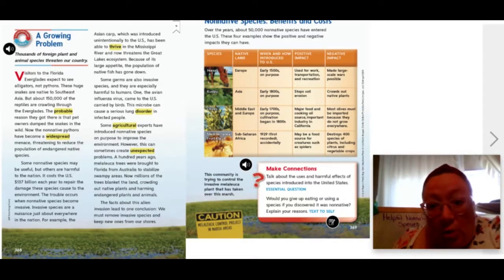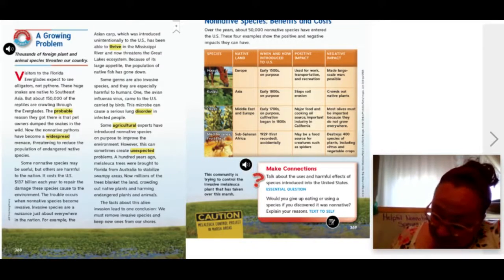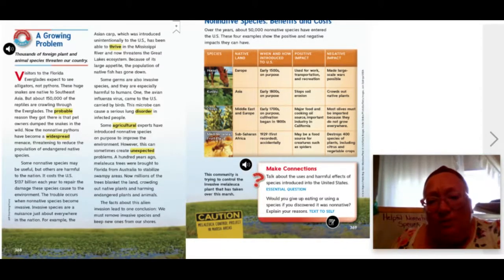So first we have horses. Horses were brought from Europe in the early 1500s, and they were brought here on purpose. It says they were used for work, transportation, and recreation. I would say before cars and trains and all that, horses were a pretty big deal. You needed them to get from place to place. But it does say that the negative impact was that it made large-scale wars possible. I don't know if that's really pertinent or applicable for right now.